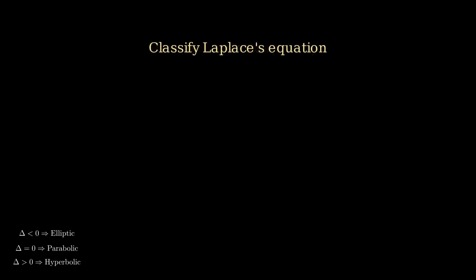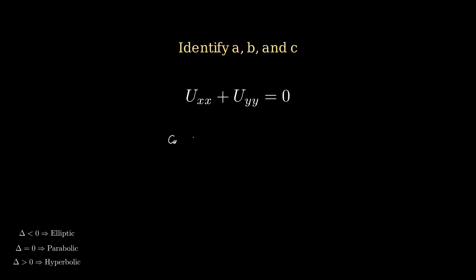Let's classify our first example, Laplace's equation. This is written as u sub xx plus u sub yy equals 0. Comparing this to the general form, we identify a equals 1, b equals 0, and c equals 1.